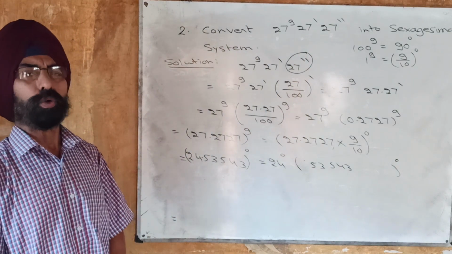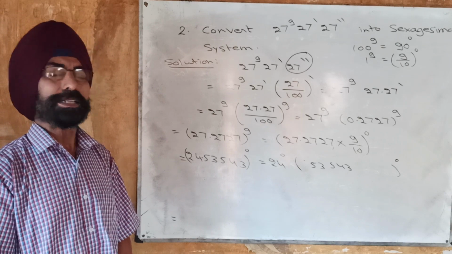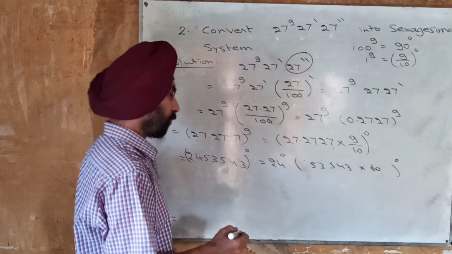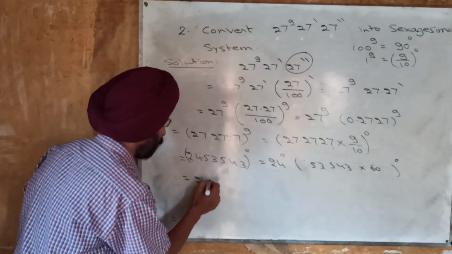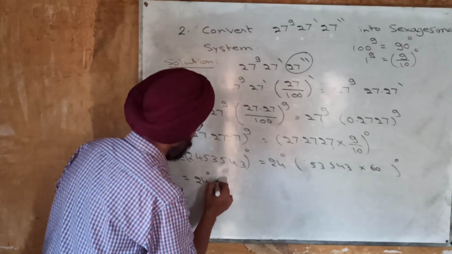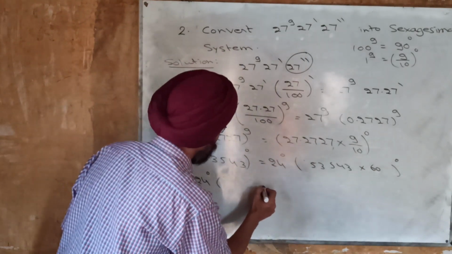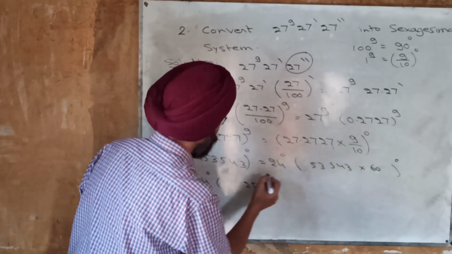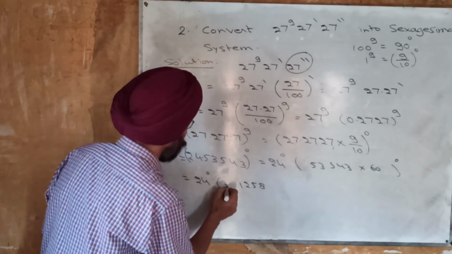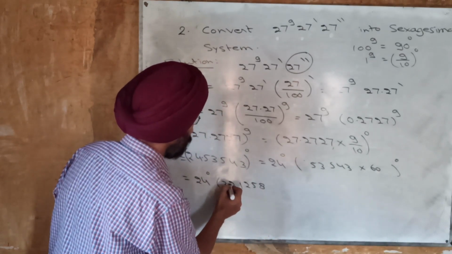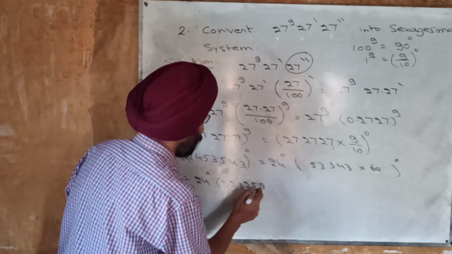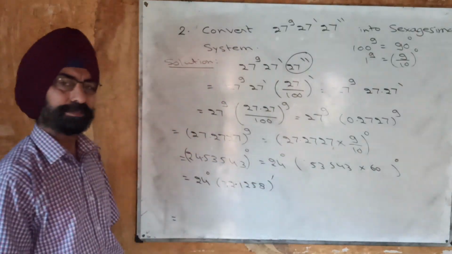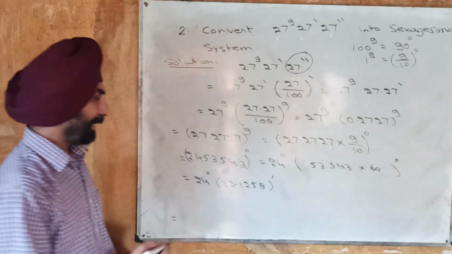And we know that 1 degree in sexagesimal system is equal to 60 minutes. So we will multiply it by 60. So what we will get? We will get 24 degrees. And then multiplying, what we are going to get is 32.1258 minutes. Once again, we will keep the integral part.